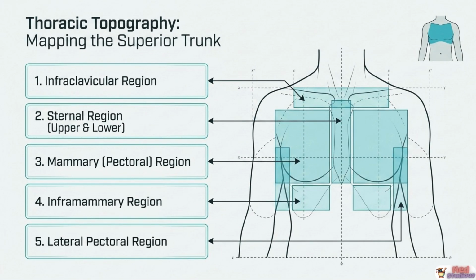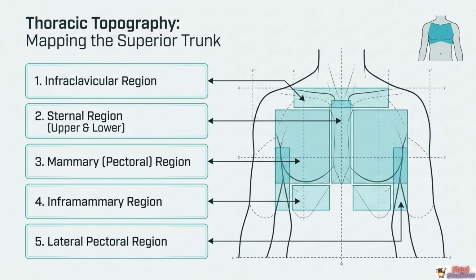We begin our trunk atlas in the thorax, and the anterior chest wall is divided into 5 distinct named regions that together cover the entire superior trunk, from the clavicles down to the costal margin. Region 1 is the infraclavicular region, the zone immediately below each clavicle, located between the deltoid muscle laterally and the sternum medially. Region 2 is the sternal region, subdivided into the upper sternal and lower sternal zones running along the midline over the sternum, from the manubrium down to the xiphoid process.